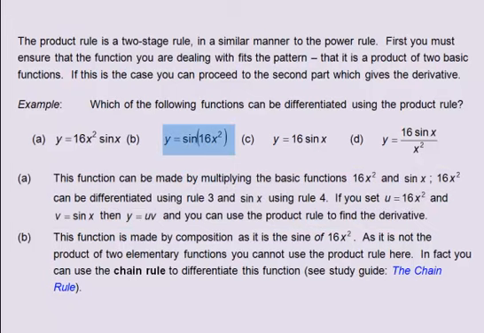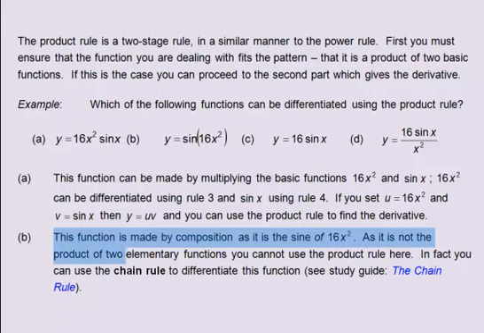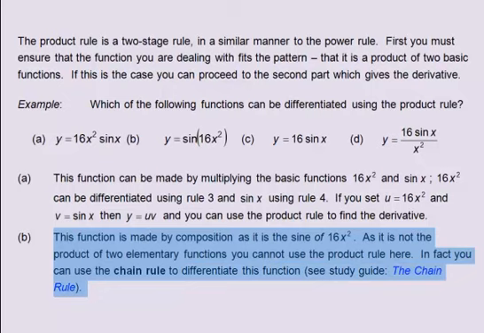y equals sine of 16x squared. This function is made by composition, as it is the sine of 16x squared. As it is not the product of two elementary functions, you cannot use the product rule here. In fact, you can use the chain rule to differentiate this function. See the study guide, the chain rule.